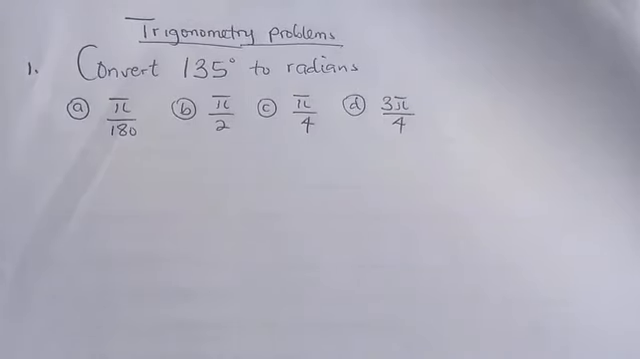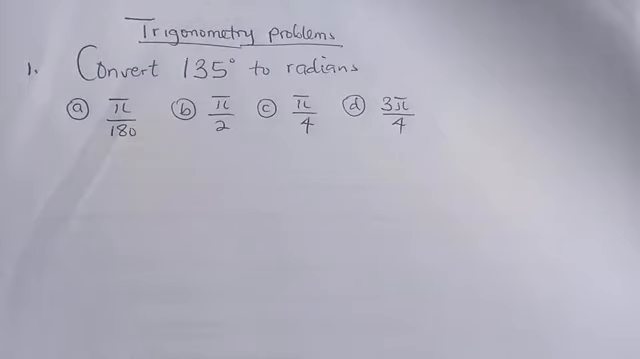We are going to look at trigonometry problems. The first question here says convert 135 degrees to radians. Previously, we looked at conversion of degrees to radians and vice versa.